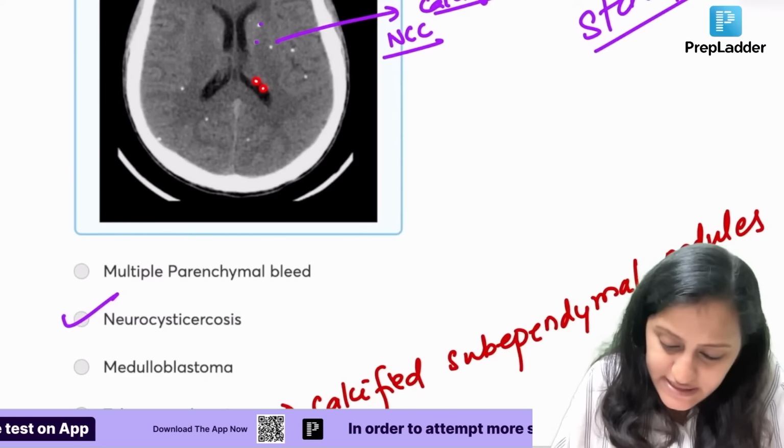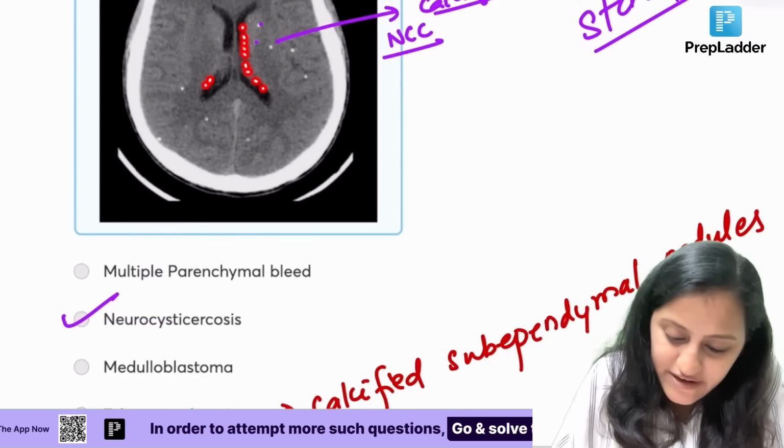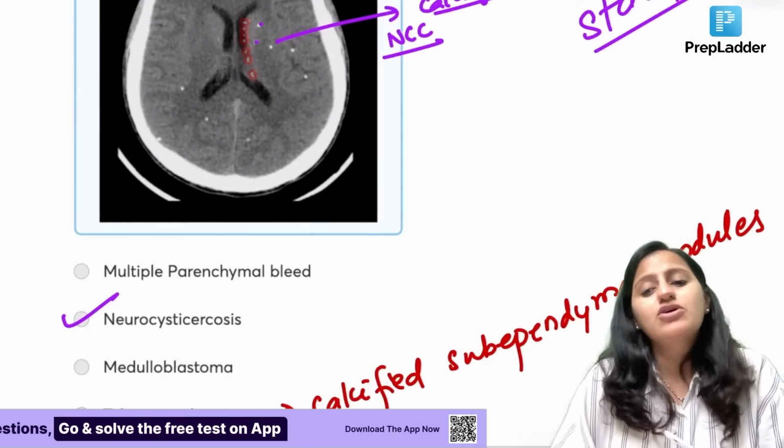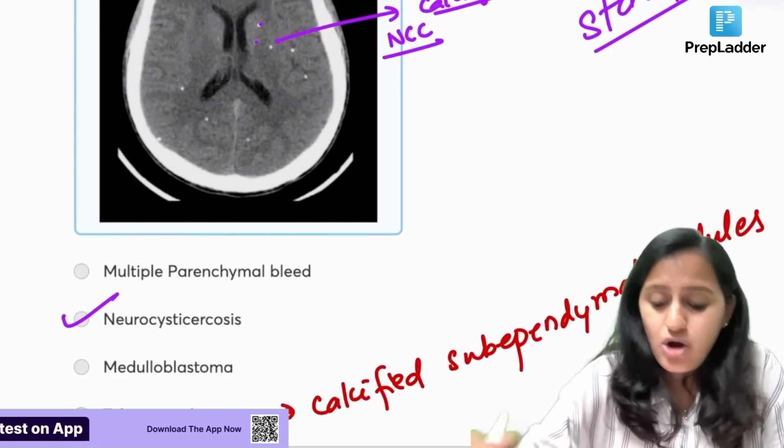Okay, so you will see the calcifications here along the ventricle margin. Ependyma is a ventricle. So you will see the calcifications along the ependyma. Doesn't it have a dot in between?